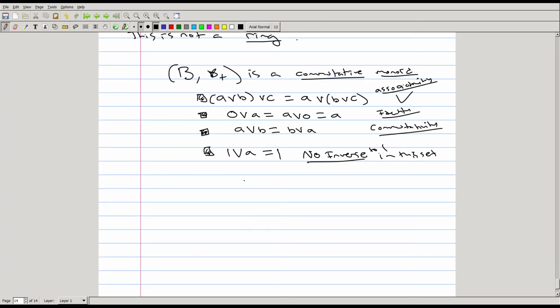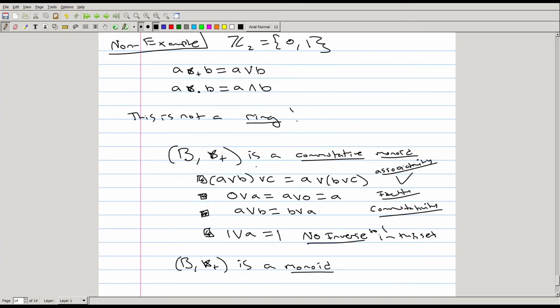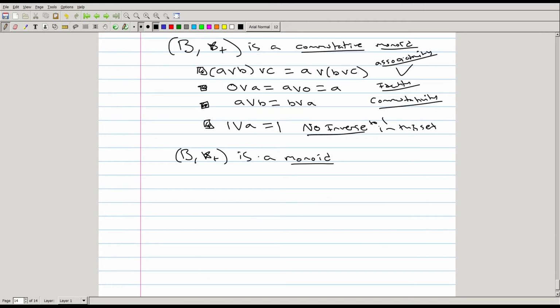And it's also relatively straightforward to go through and show that B comma star plus is a monoid, even that it's a commutative monoid, because A and B equals B and A. And it's also straightforward to go through and show that it's distributive. Oh, sorry, this is B comma the multiplication operation, or the AND operation here.